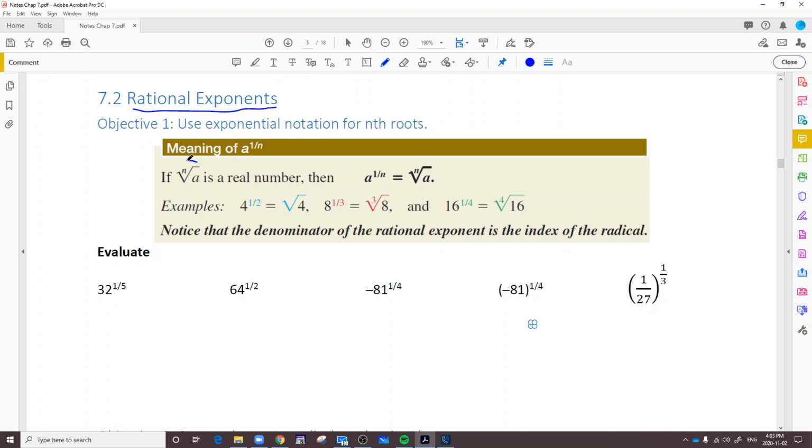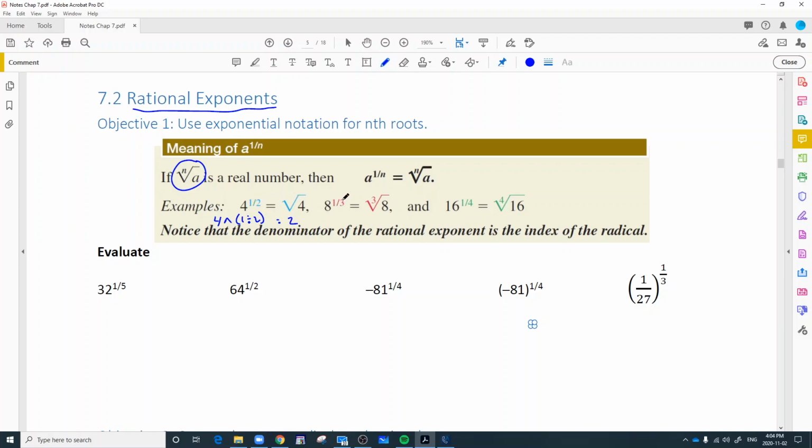So for example, if you had the nth root of a, then you could rewrite it as a to the exponent 1 over n. Okay, so if you plugged into your calculator the square root of 4, we know that we get 2. If you were to plug into your calculator 4 to the exponent 1 divided by 2, you would also get 2. So the denominator of a rational exponent is your index.